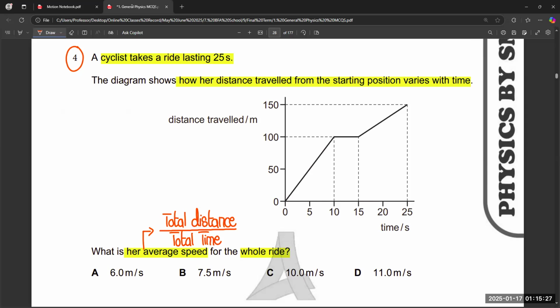So the total distance covered by the body is equal to 150 and the total time is 25. So it means 150 divided by 25 equals 6 meter per second, right? So this is one type of question.